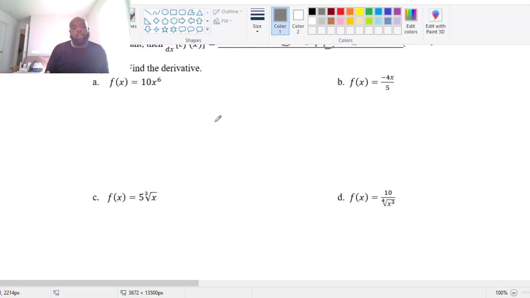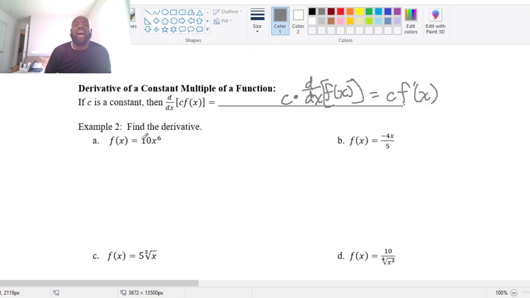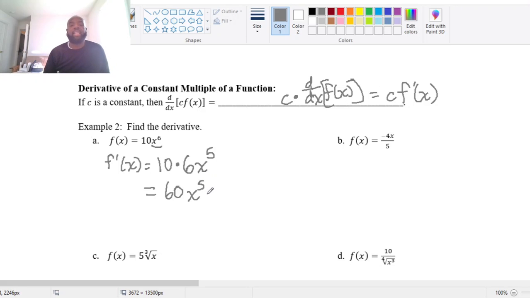For instance, in part A here, I have f of x equals 10 times x to the 6th. Well, that 10 is a constant multiplied by x to the 6th, which is a power, right? So when I do my derivative, f prime of x, it's going to be 10 times whatever the derivative of x to the 6th is. Well, x to the 6th is x to a power, so I use my power rule there, so that I bring that 6 out front, and I decrease my exponent by 1. And so I get 6x to the 5th as the derivative of that x to the 6th. And so that's multiplied by 10, and so my overall derivative will be 60x to the 5th.